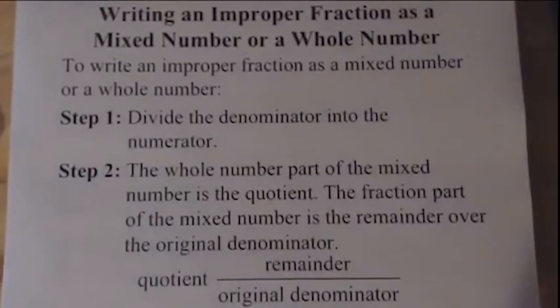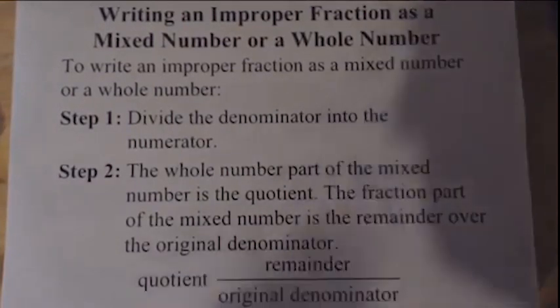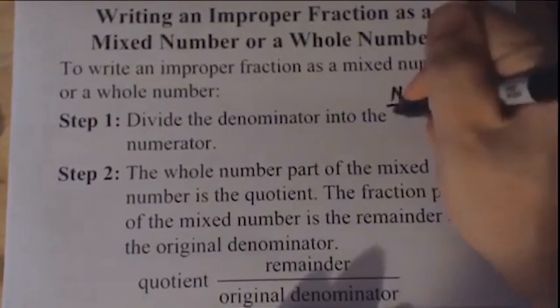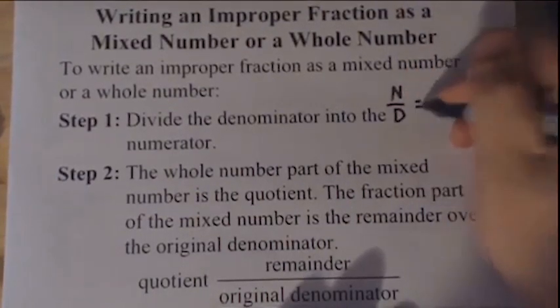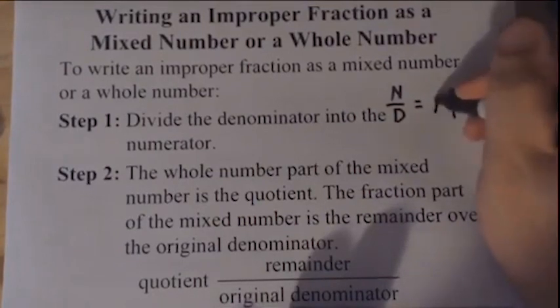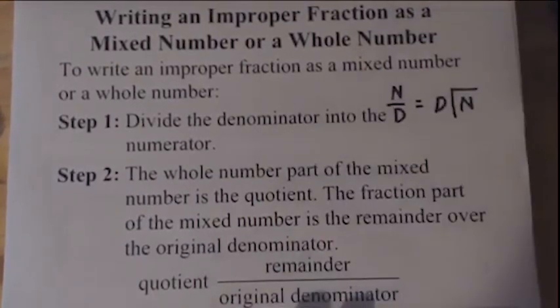Now let's look at writing an improper fraction as a mixed number or a whole number. So in order to write an improper fraction as a mixed number or a whole number, we're going to first divide the denominator into the numerator. So we're going to do top divided by bottom. Divide the denominator, the bottom number, into the numerator, the top number. So if we have numerator over denominator, numerator divided by denominator.